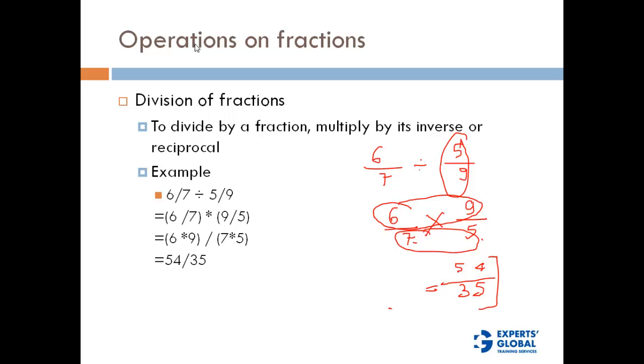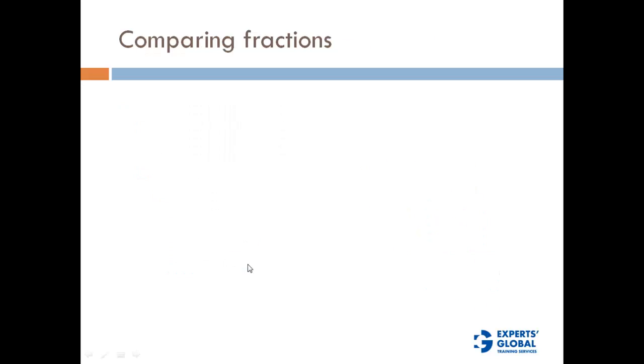Just a quick review. 6 by 7 divided by 5 by 9 is 6 by 7 into 9 by 5. So we'll club the 6 and 9 together, all the numerators together, all the denominators together, and let the new numerator be the product of the individual numerators, and the new denominator the product of the individual denominators. And this is what we get.